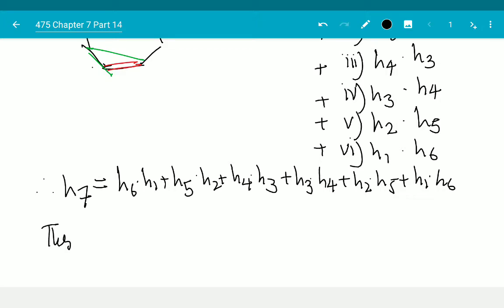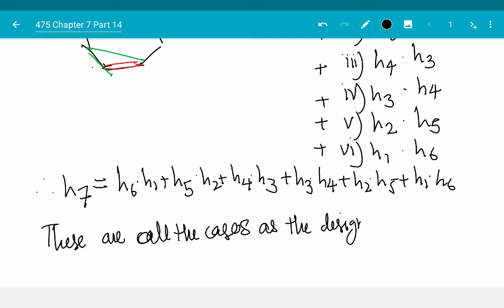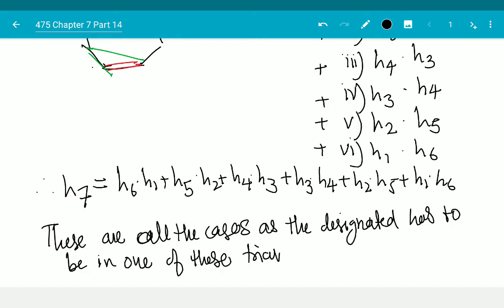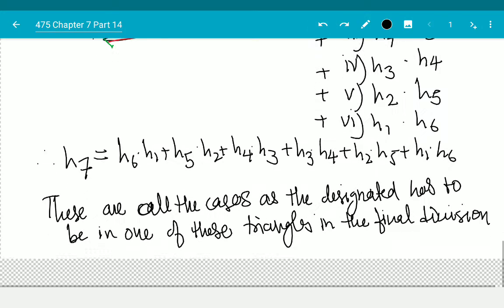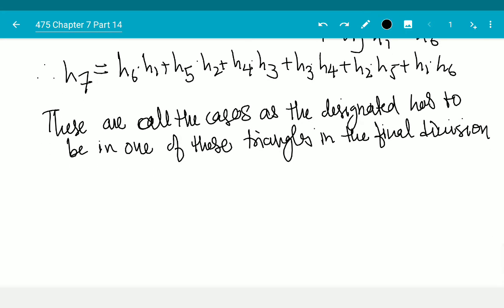These are all the cases, as the designated base has to be in one of these triangles in the final division, right? And so this is not unique for an 8-gon.